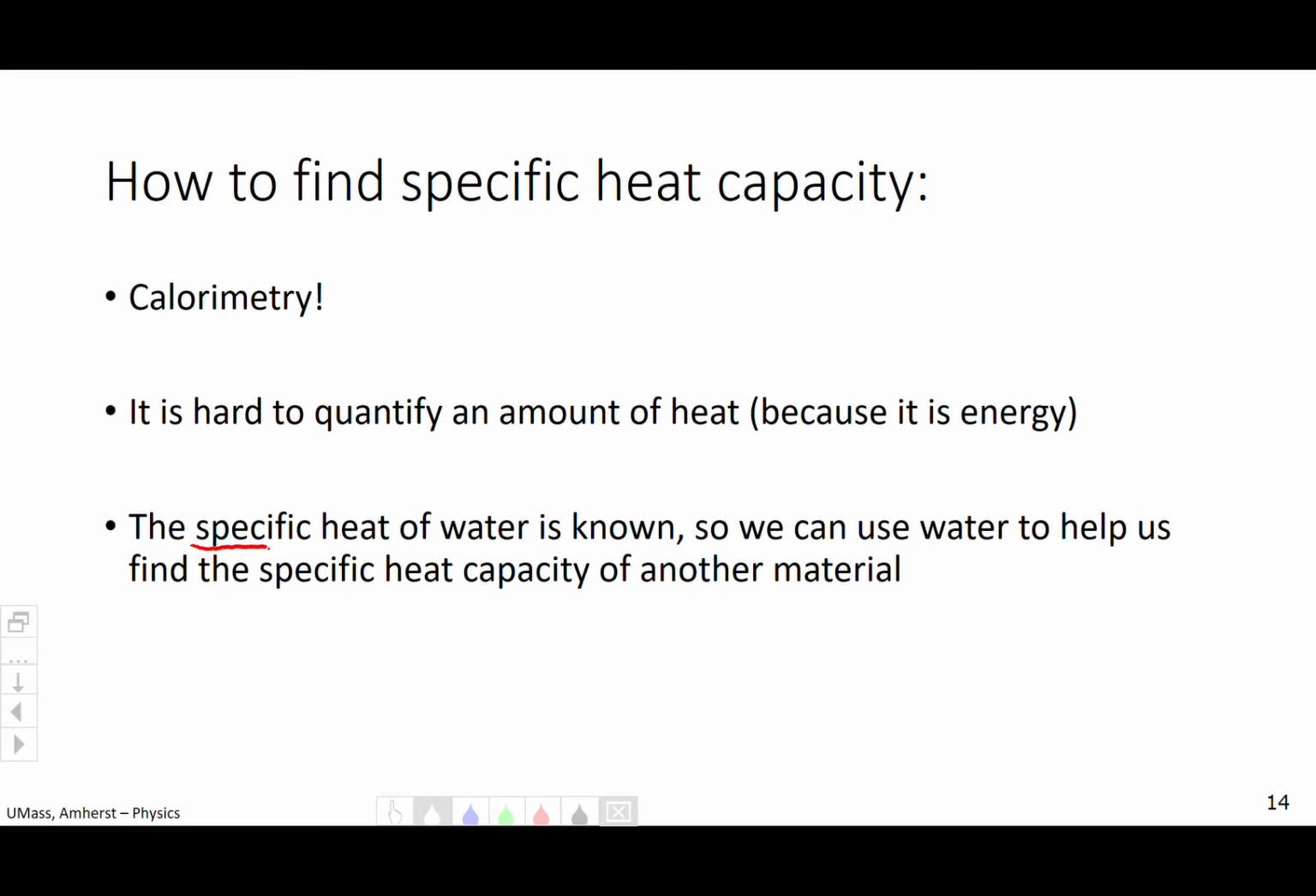So we're going to say that if the specific heat of water is known, which it is, we can use water to help us find the specific heat capacity of another material. We can equate these things.